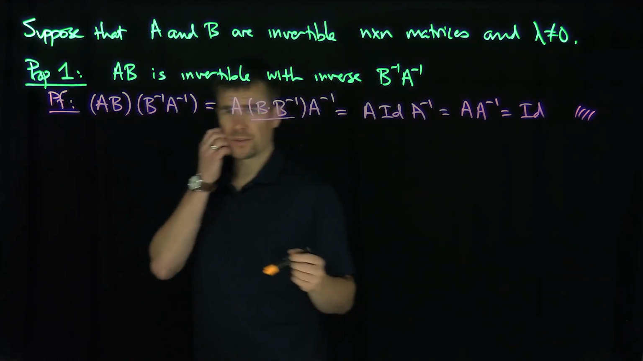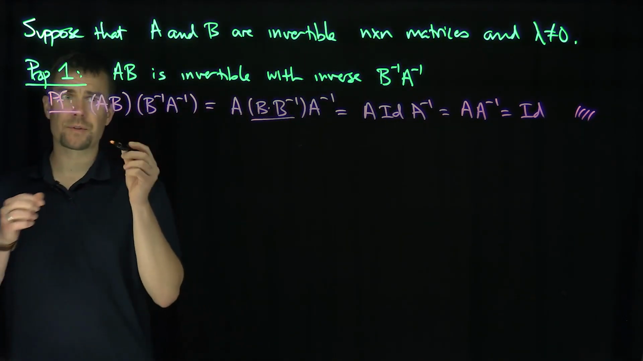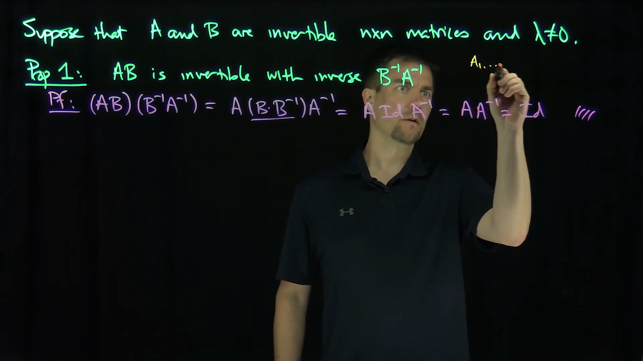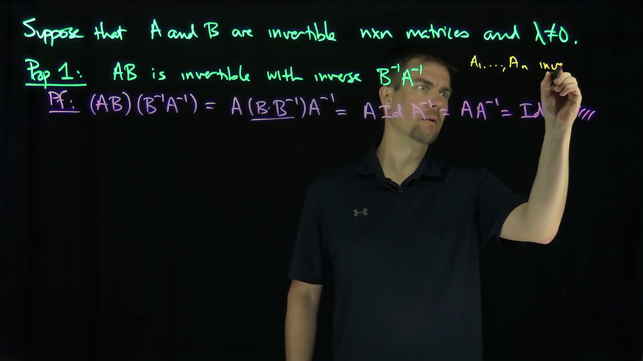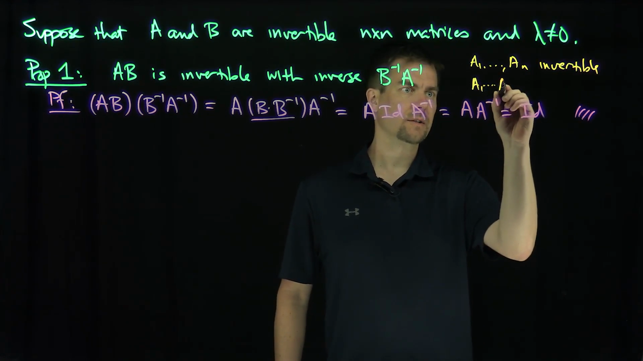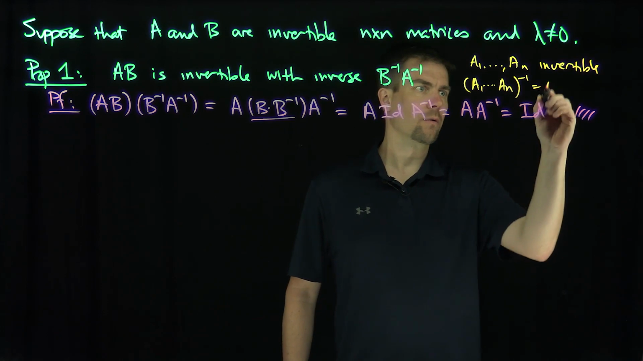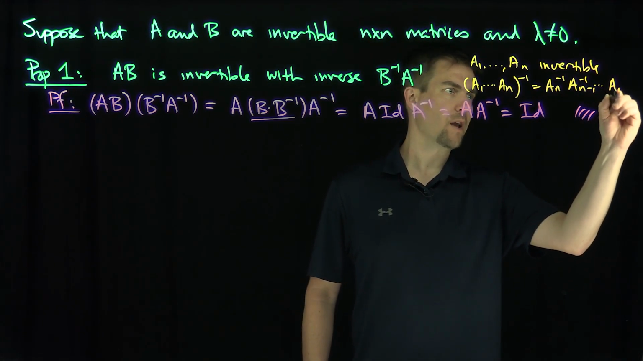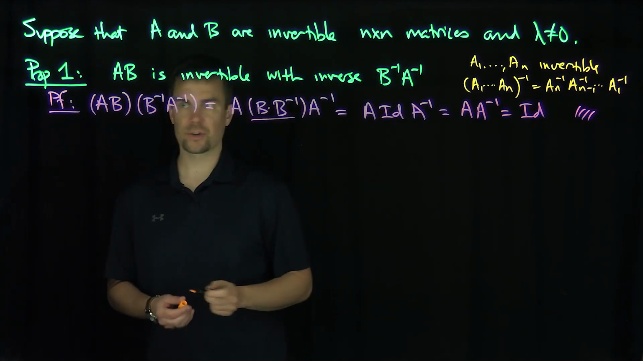And of course, I can iterate this, right? So if I have a whole bunch of invertible matrices, I can basically just do the product. So in other words, if you have A1 through AN invertible, then the inverse of the product is AN inverse, the order just flips. AN inverse, AN minus 1 inverse, all the way down to A1 inverse, like so. That just follows from induction, okay?